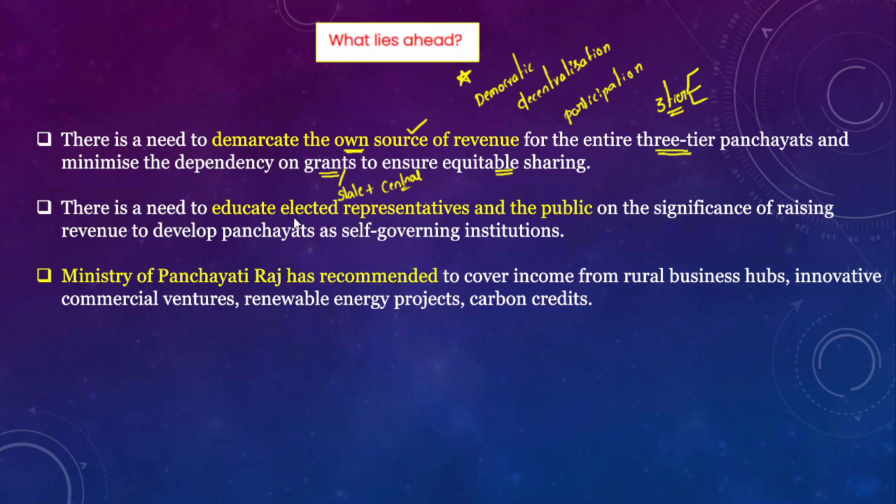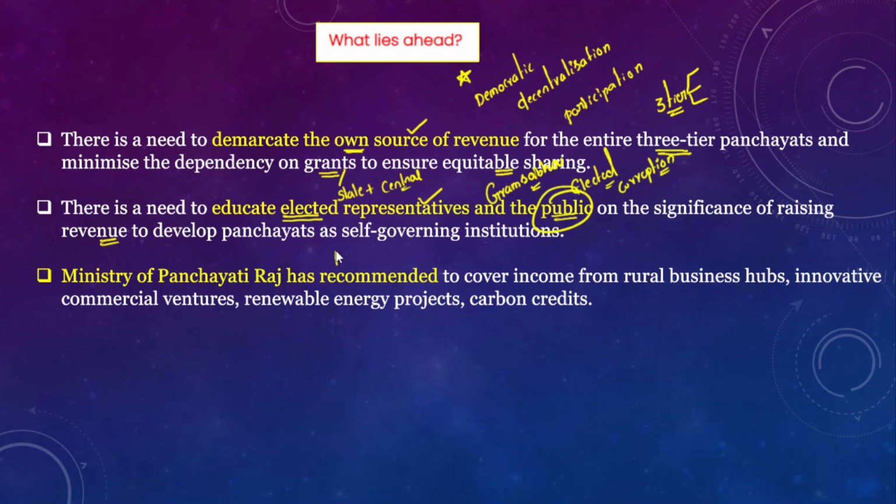After that, there's a need to educate the elected representatives and the public. When people lack awareness, there's a probability that the Gram Sabha would not be conducted, they would not be aware of their rights and responsibilities, and they would not question their elected representatives. That could fuel corruption and leakages within the Panchayati Raj institutions, and lead to the overall weakening of the PRIs. Therefore we must educate the elected representatives and public on the significance of raising their own revenues.